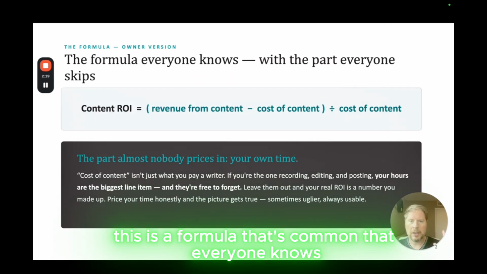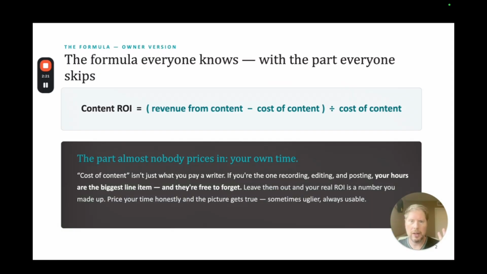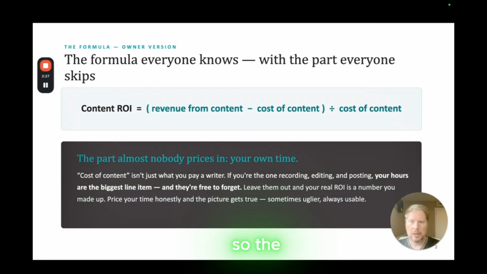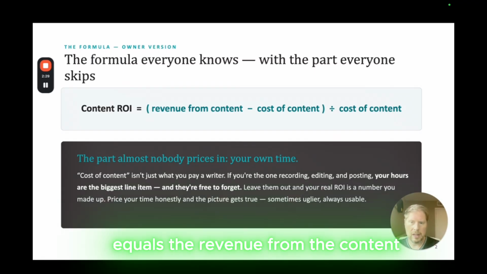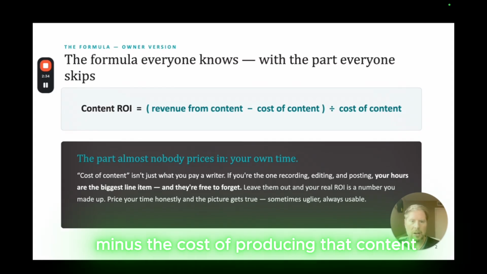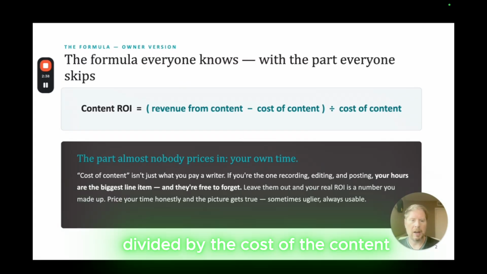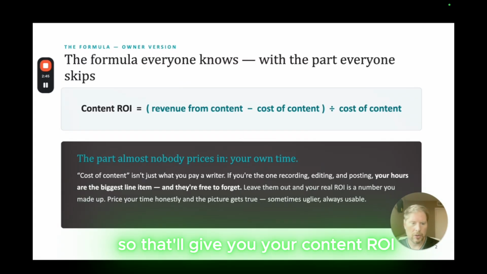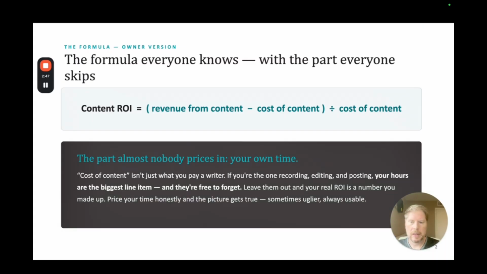This is a formula that's common that everyone knows, but we want to talk about the formula more in detail. So the content return on investment equals the revenue from the content minus the cost of producing that content, divided by the cost of the content. That'll give you your content ROI.